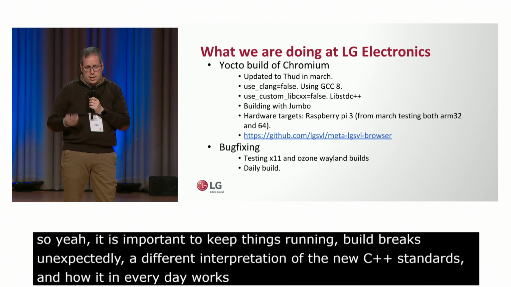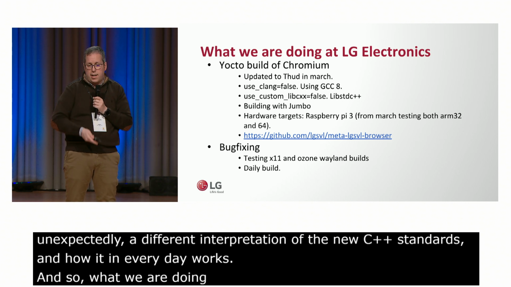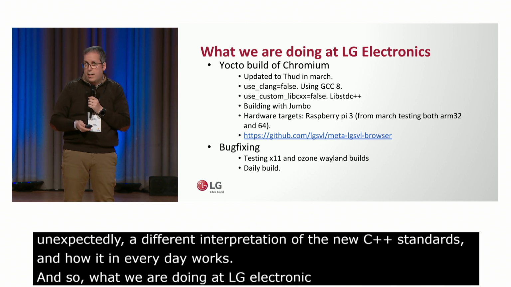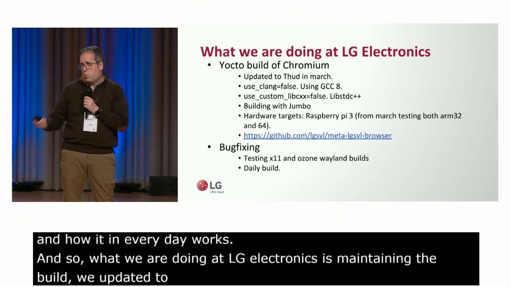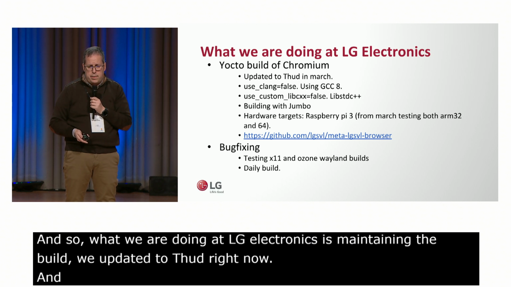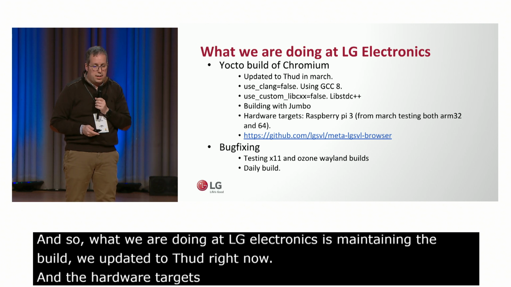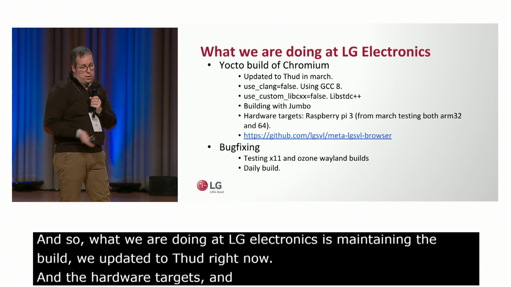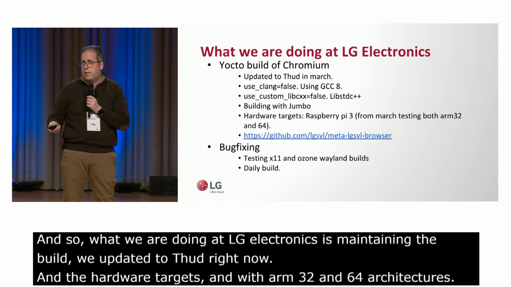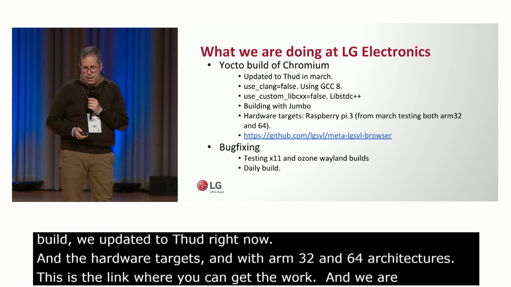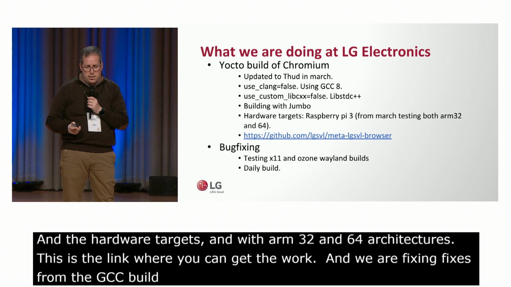So what we are doing at LG Electronics in this case is maintaining a job to build updated. The hardware targets are Raspberry Pi 3 and Raspberry Pi 4, with both ARM32 and 64 architectures. This is the link where you can get the work. We do bug fixing and provide fixes for the GCC build upstream in Chromium.